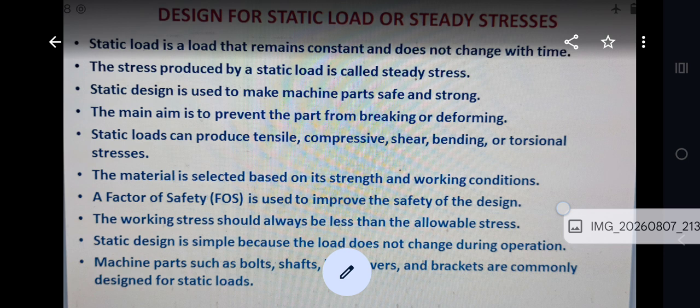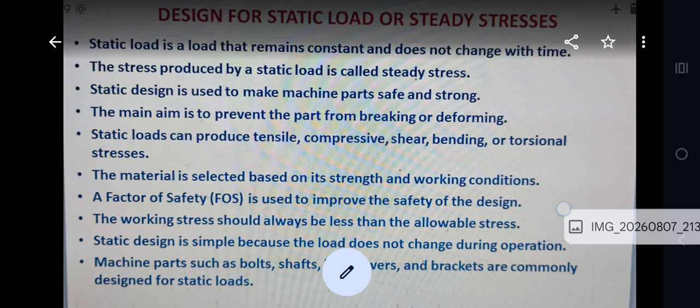So students, remember this simple sequence. Pull, due to pull, tensile stress will be created. Push, due to push, compressive stress will be created. Slide, due to slide, shear stress will be created. Bending, so bending stress will be created. Twist, so torsional stress will be created. This is the shortcut method to remember the simple stresses.